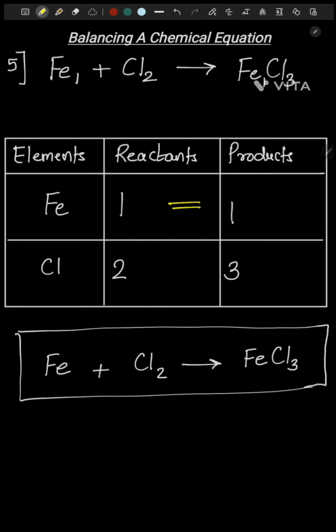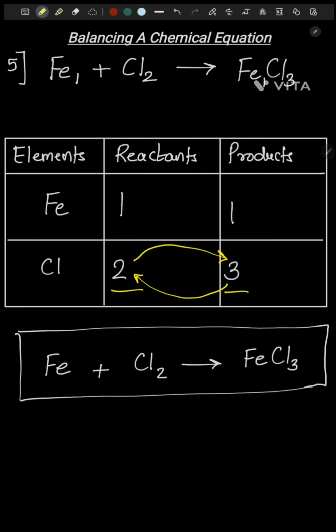If you see Fe, it seems to be balanced as 1 and 1, but chlorine is not, as we have 2 on the reactant side and 3 on the product side. So Fe is balanced, chlorine is not. How will you balance? In the previous examples, we had even numbers, but here the numbers are not even, like we have 2 and 3. To make 2 as 3 is difficult, and even 3 as 2 is not possible.